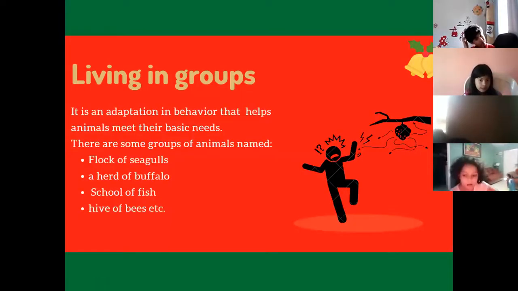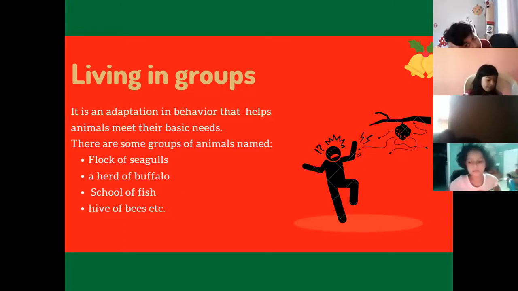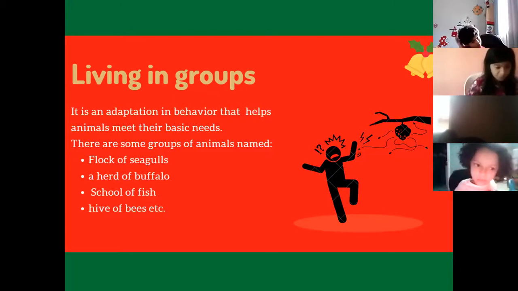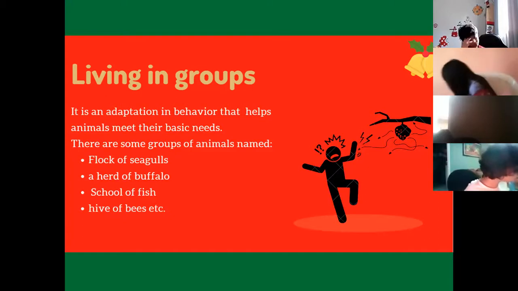Living in groups is an adaptation in behavior that helps animals meet their basic needs. We have some groups: a flock of birds or a flock of seagulls, a herd of buffalo or a herd of zebras, a school of fish, a hive of bees, a pack of wolves, a pride of lions.